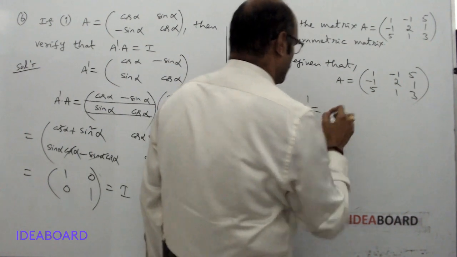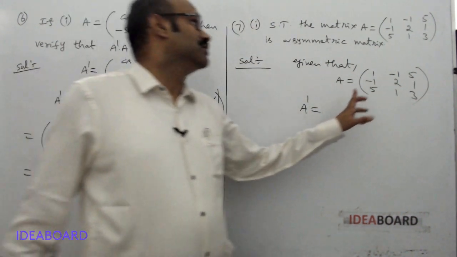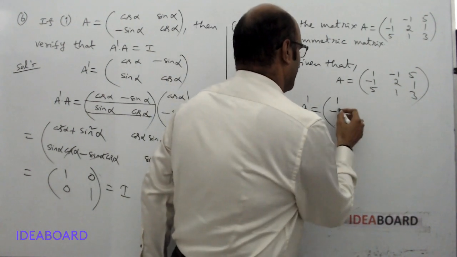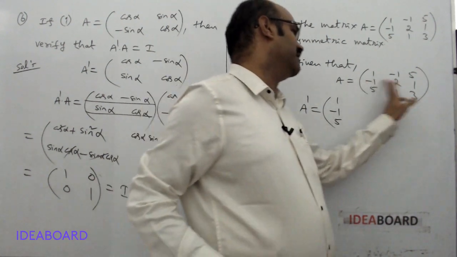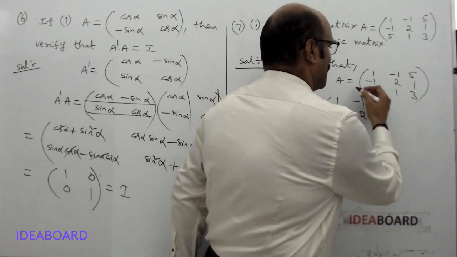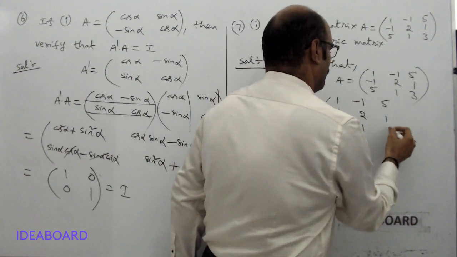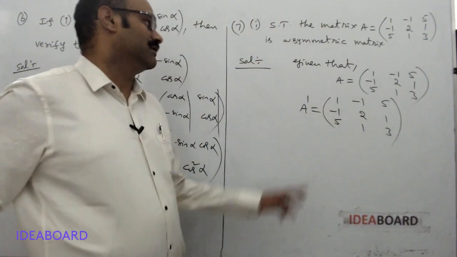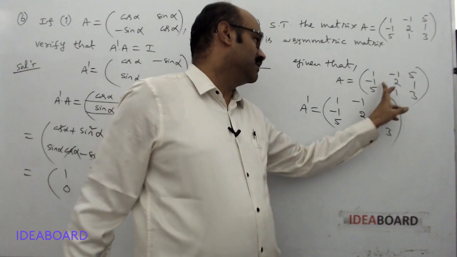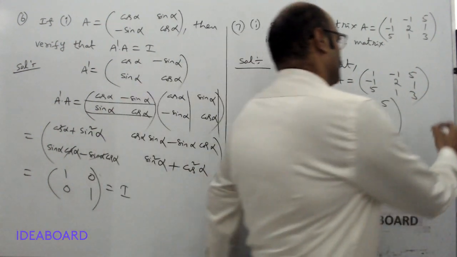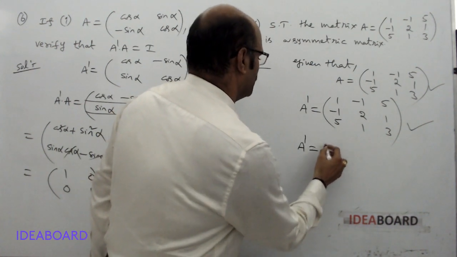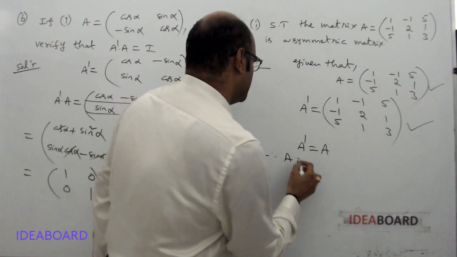A dash equal to A transpose equal to, write R1 into C1: 1, minus 1, 5. Write R2 into C2: minus 1, 2, 1. R3 into C3: 5, 1, 3. Now, if you identify, these two are equal. So here we say that A transpose equal to A. Therefore, A is symmetric.